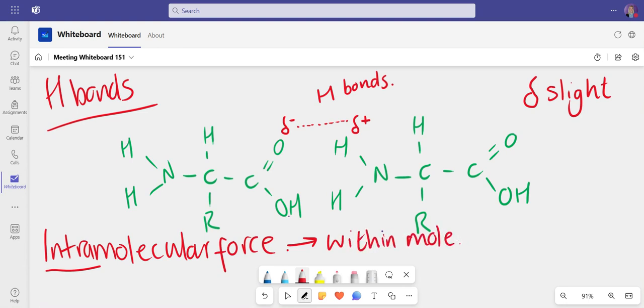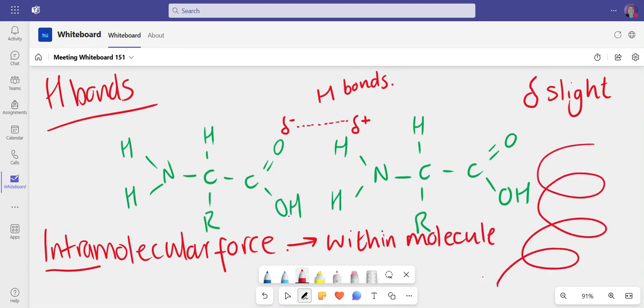Not between different molecules, but within one molecule. So for example, if we had our alpha helix like this, and obviously all the way down these are amino acids that this is made of, it might be that you've got the double bond O sticking out there, which is slightly negative, and then you've got the nitrogen there, which is slightly positive, and therefore between them you'll get a hydrogen bond holding that helix in the shape. So it's within the same polypeptide chain, it's within the same molecule.